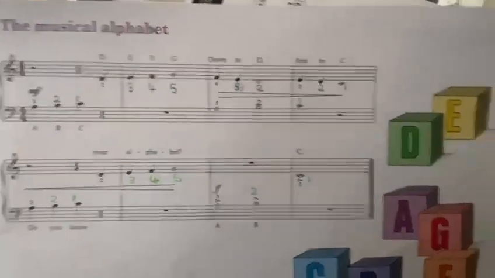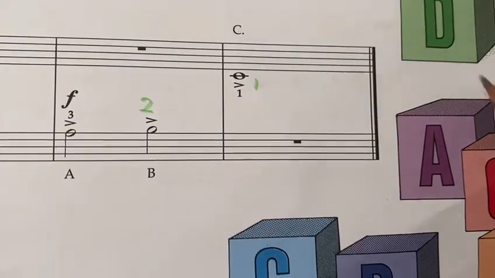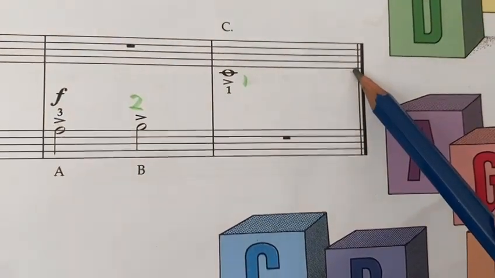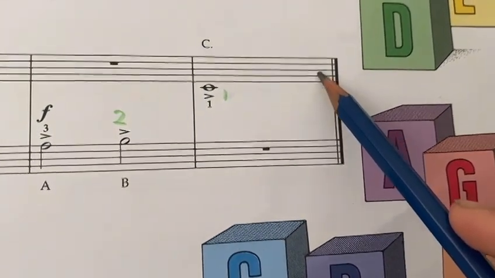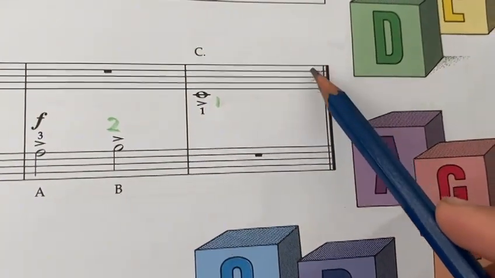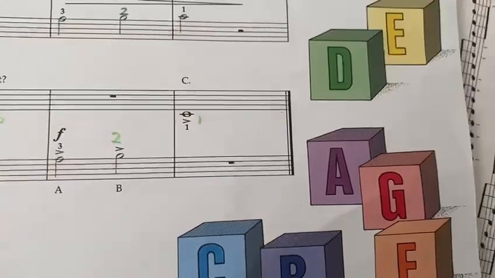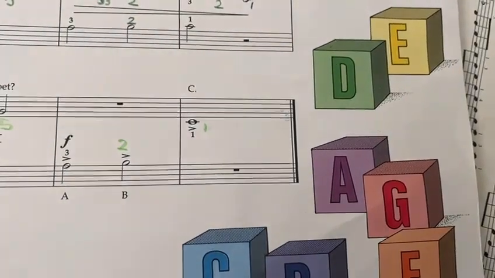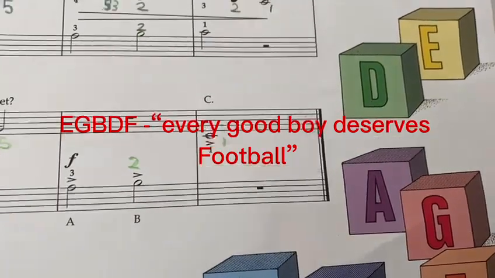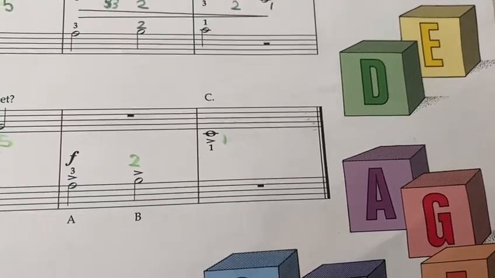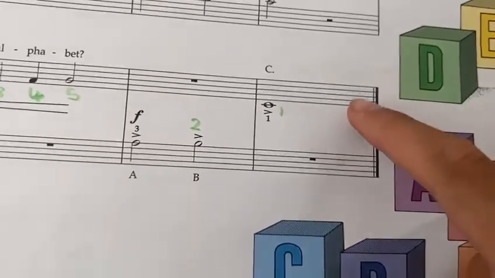On the treble clef, these are what the lines represent. This first line is E, the second line is G, the third line is B, the fourth line is D, and the fifth line is F. An easy way to remember these is by using phrases such as every good boy deserves football. If I was to look for G, I'd go every good. Good is the second word, therefore G is the second line.